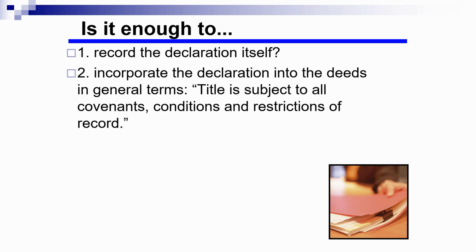A second approach is a little more specific. This means that we would put in each deed a statement that says, title is subject to all covenants, conditions, and restrictions of record. Now, that doesn't specifically identify our declaration, but it does tip off the buyer of the lot, the person who obtains the deed, that there may be some declaration of CC&Rs that will be affecting that lot.